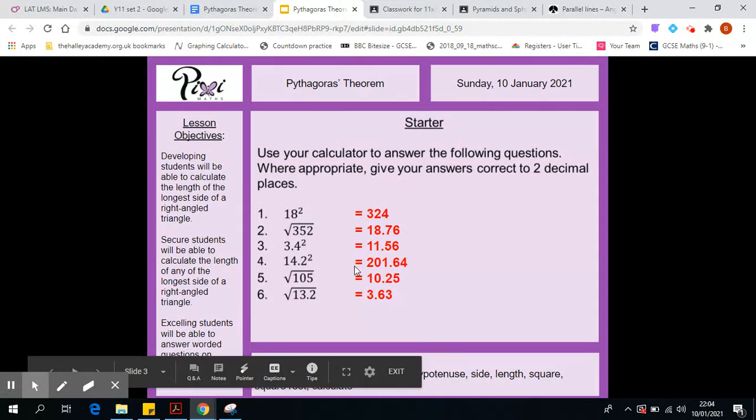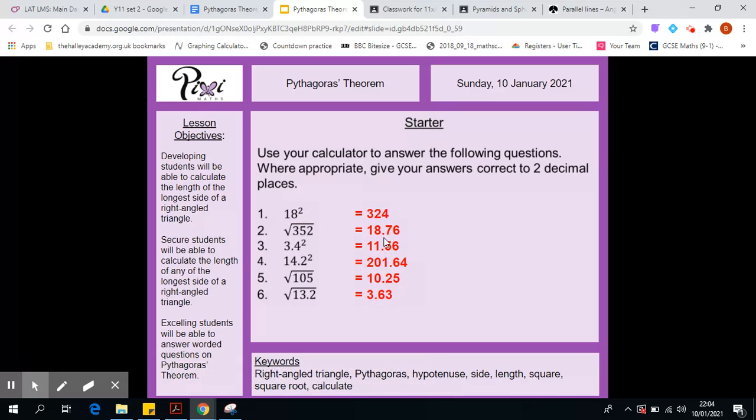Here are the answers. You may verify them. Remember, square root is the opposite of square, which we got here. Square root of 352 is 18.76. 18.76 multiplied by 18.76 would give us 352.